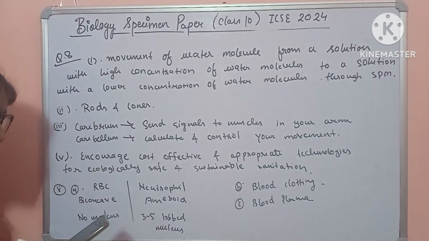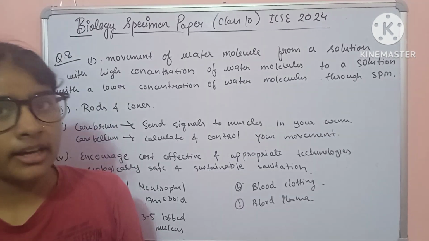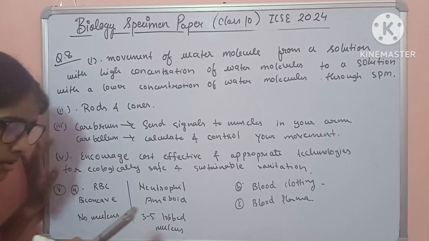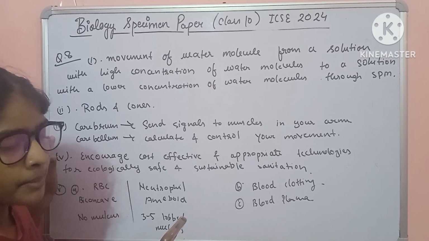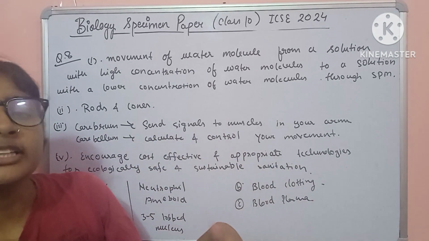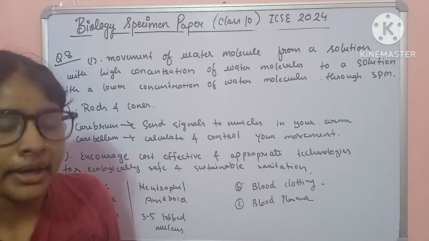Okay. Second, name the 2 sensory cells in the retina responsible for light adaptation. The answer is rods and cones. Okay. Mention one function each for cerebrum and cerebellum. Cerebrum sends signals to muscles in your arms, whereas cerebellum calculates and controls your movement. Okay.